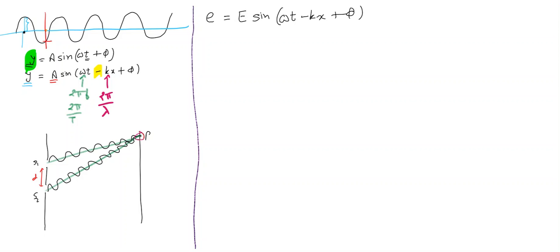Okay, so in this case, what is y? Y is the displacement at time t. Similarly, E is the electric field at time t. What is A? Maximum amplitude. What is E? Maximum electric field. Omega, k, phi remain the same.